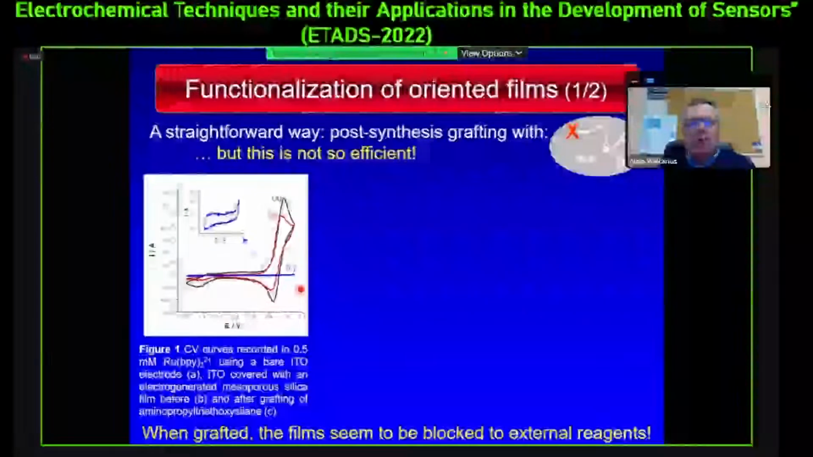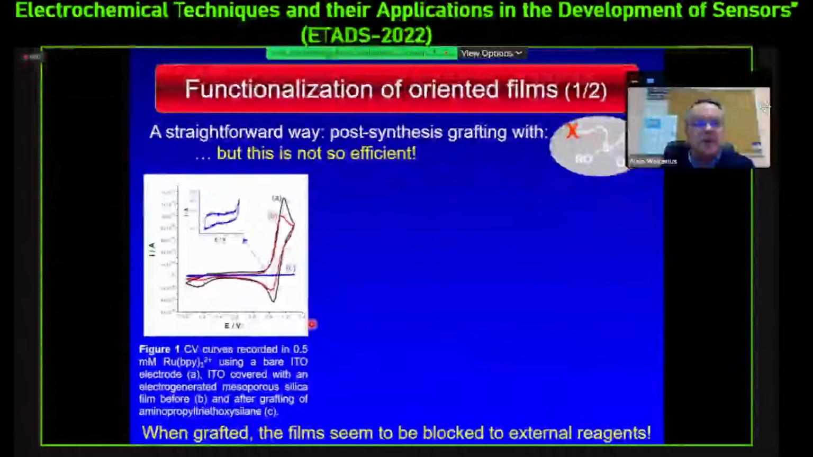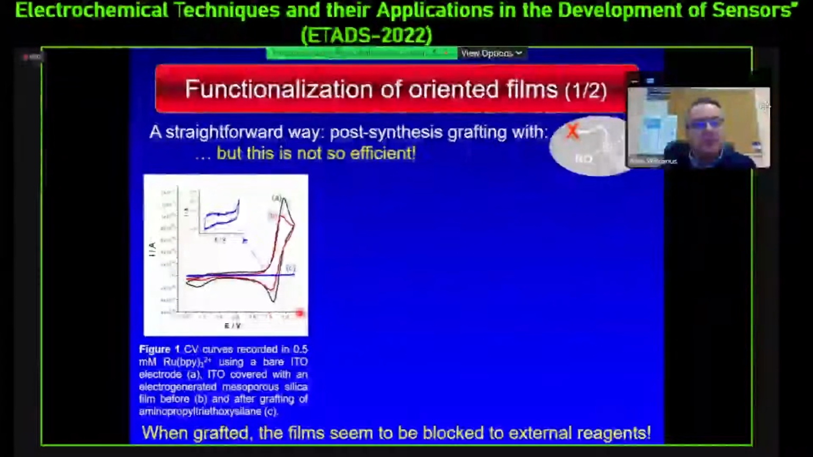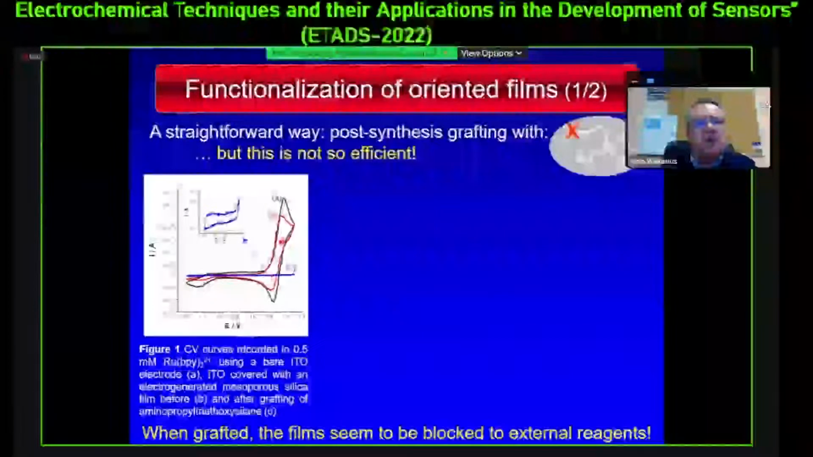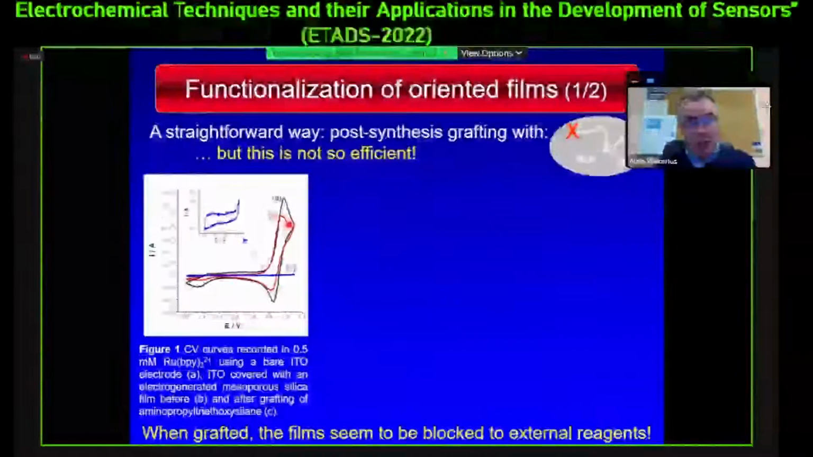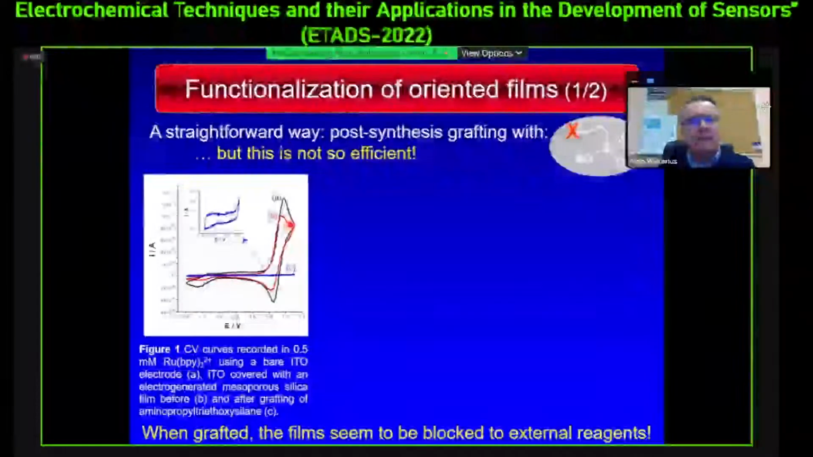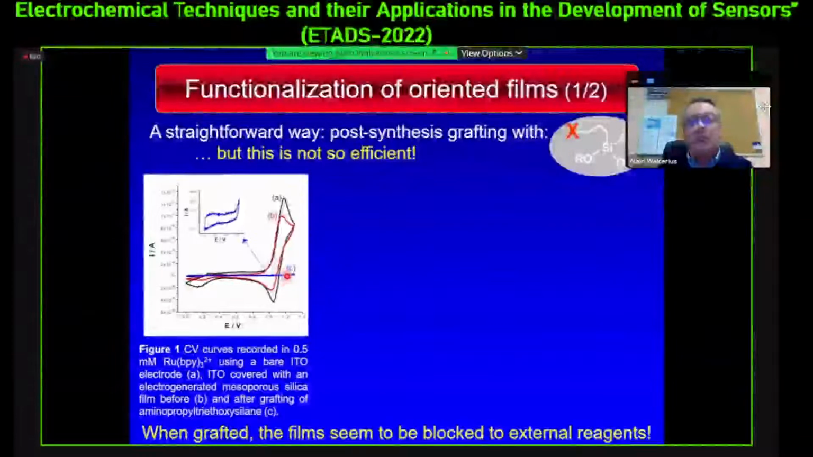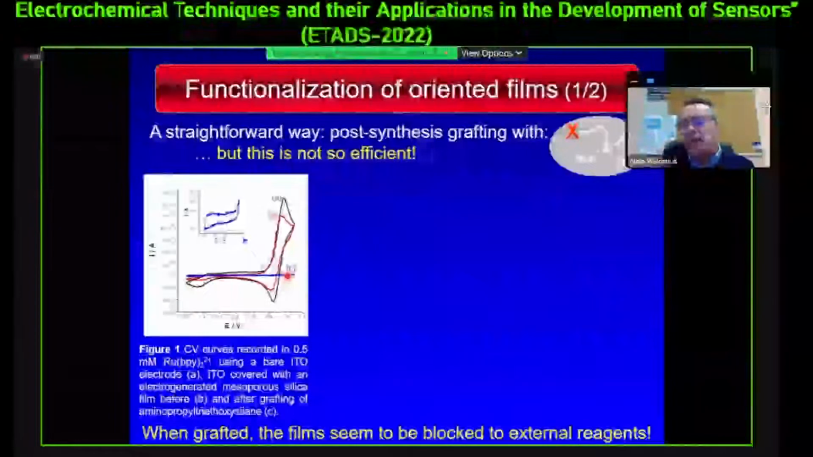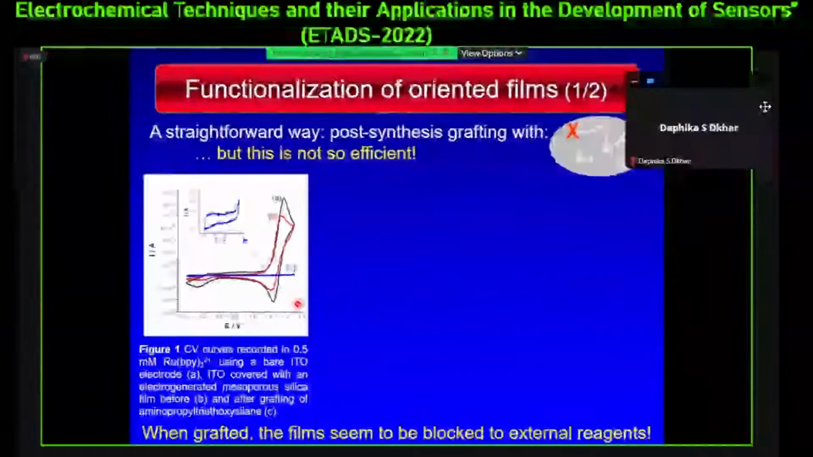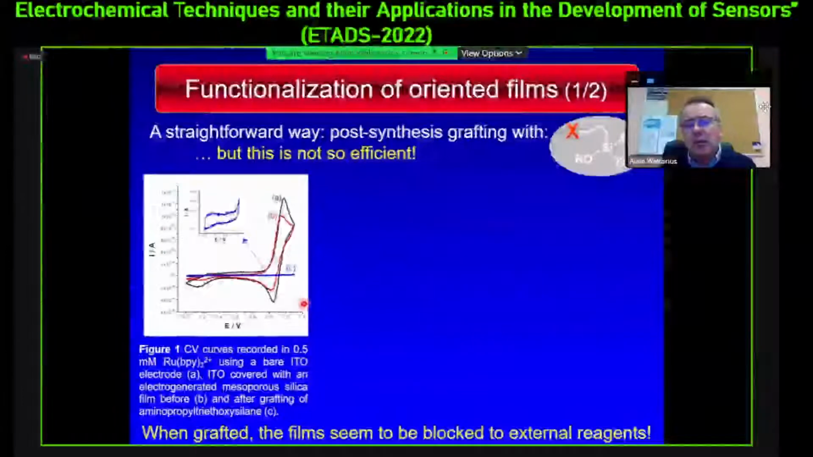When we attempted to graft such organosilane inside the oriented mesoporous silica films, we observed a complete blocking of the system. You have here the response of ruthenium trisbipyridine in black on a bare electrode, in red on the same film electrode after removal of the surfactant template, and after grafting, I think it was an aminosilane, we observed a total blocking of the pores. So that means that probably the grafting occurs only at the extreme surface of the film and blocks the pores.